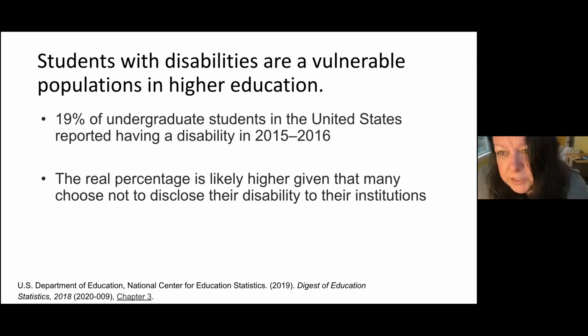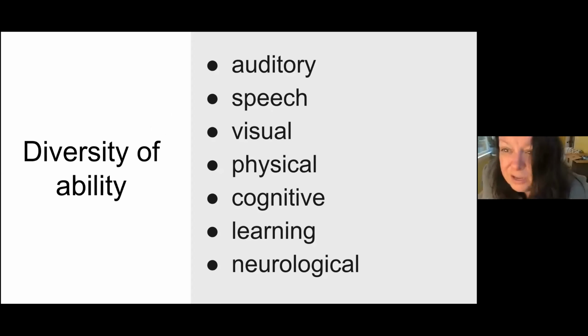The statistics vary depending on which population that we're talking about. This was from a few years ago, that right around 20% of undergraduate students have reported having some type of disability. But the reality is that the percentage is likely a lot higher than that, because many people choose not to disclose their disability broadly or specifically to their institutions. You may have heard me talking about another statistic, which is 1 in 4 of all adults in the United States have some type of disability. Whether it's 20% or 25%, the reality is that we're talking about a large proportion of our population that we serve.